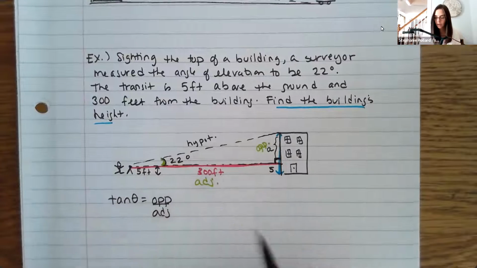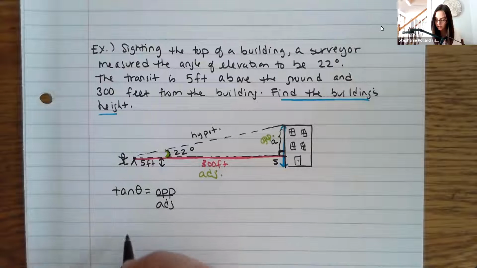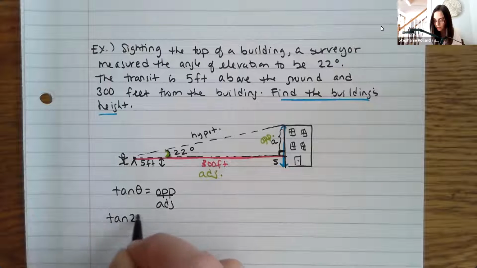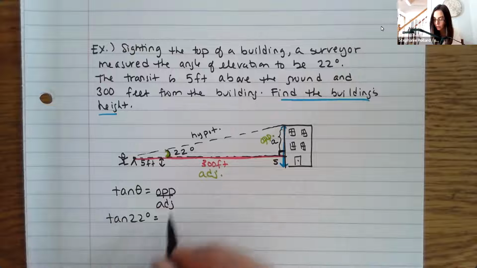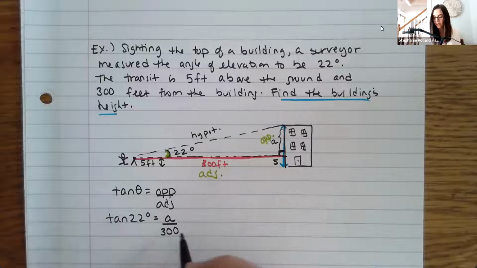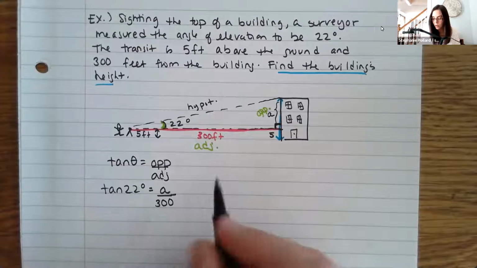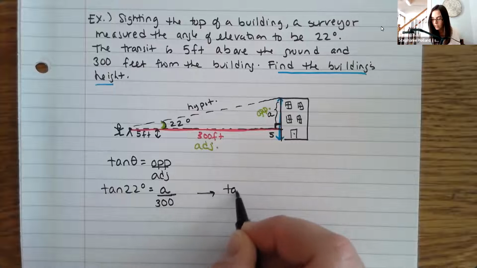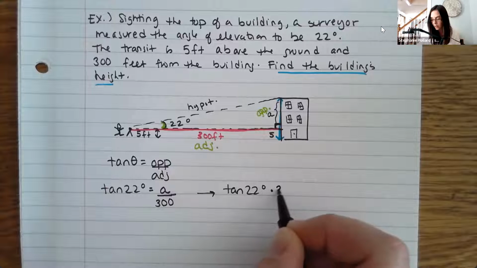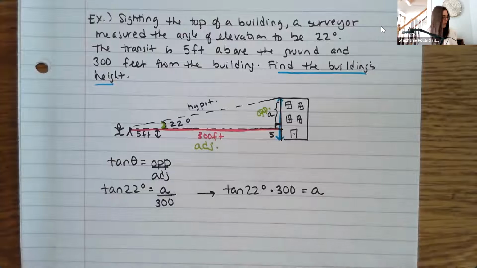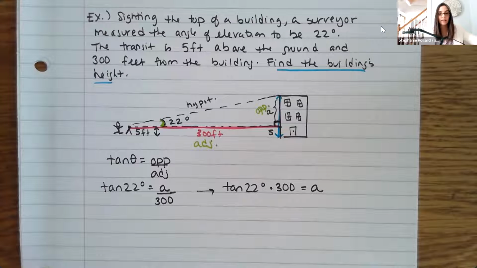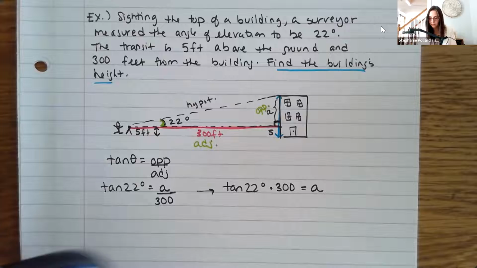So tangent of theta is equal to opposite over adjacent. So if I fill in my values, my theta is 22 degrees here. So tangent of 22 degrees is equal to, I don't know the opposite, that's A, and I know my adjacent is 300 feet. So I've made a little equation for myself to solve. I can cross multiply here. So I end up with tangent of 22 degrees times 300 is equal to A. Now, this tangent value is not exact. It's not a common one, so I am going to use my calculator here.